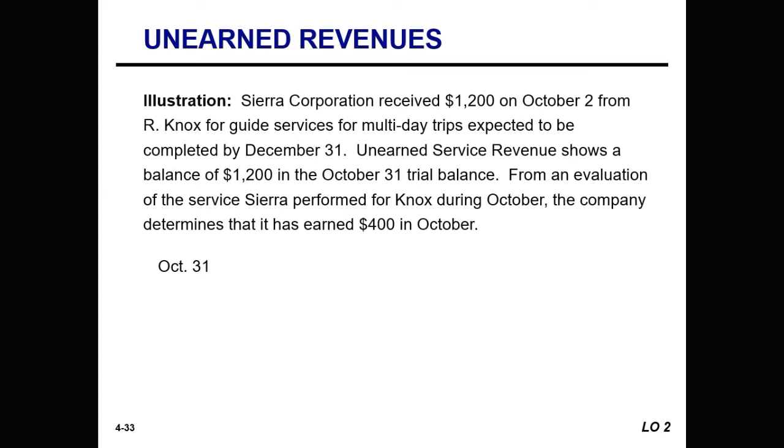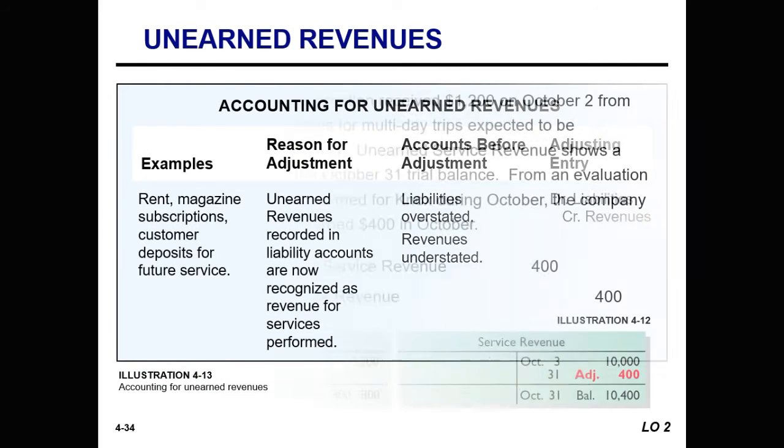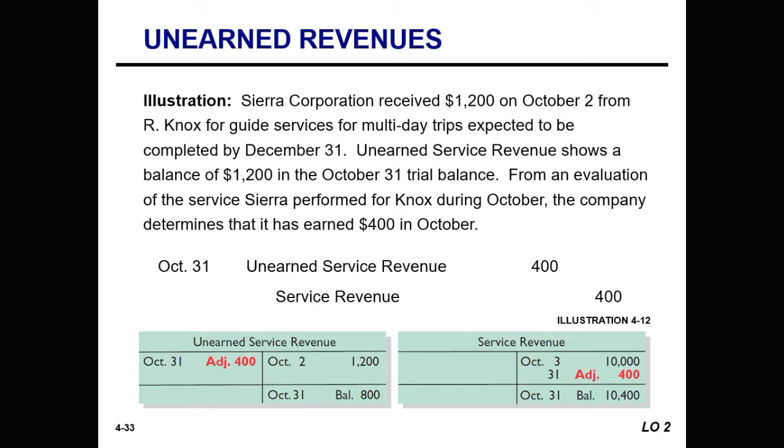Seeing that we had unearned revenue, we go back and we continue to do an evaluation of all the services that we perform for Knox, and we determined that $400 of this money has been earned in the month of October. So we have fulfilled that obligation and will reduce the unearned service revenue liability by $400. And we'll recognize that we actually have earned and performed obligations and services of $400 in this month.